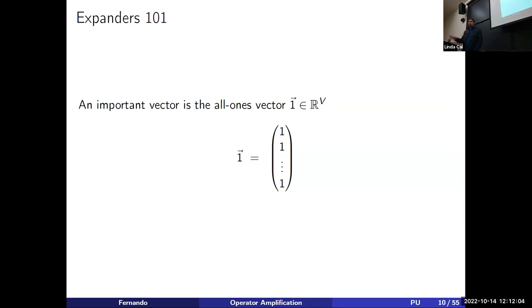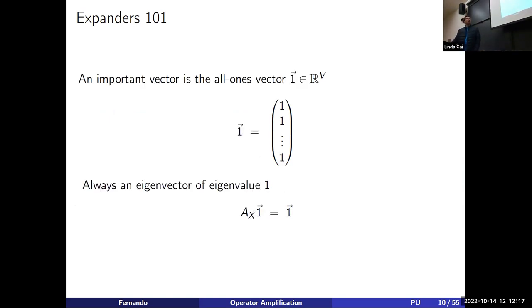A very important vector, since we are playing with d-regular graphs, is the all-ones vector, the all-ones direction. Why? Because this is always an eigenvector, with eigenvalue one, of the normalized adjacency matrix. Recall that we normalize by the degree. Each vertex is connected to d other vertices in a d-regular graph, and you multiply each entry by 1/d. So each of the rows of the adjacency matrix forms a probability distribution. So when A_X acts on the all-ones vector, it spits out the all-ones vector. So we have an eigenvector with eigenvalue one.